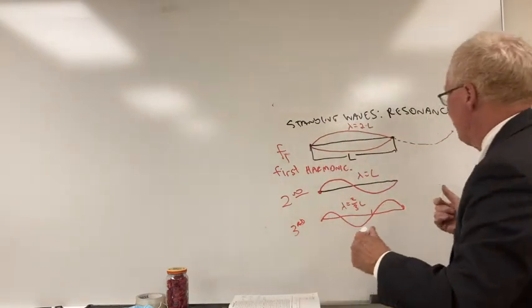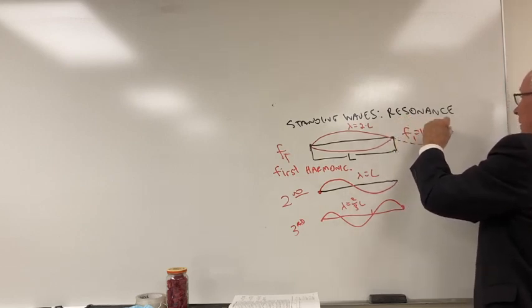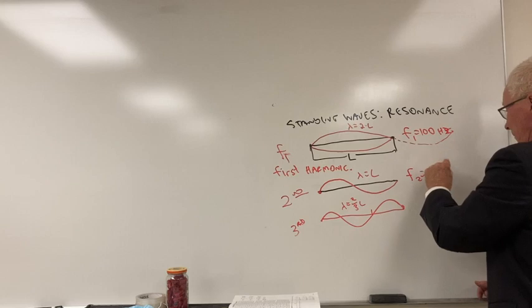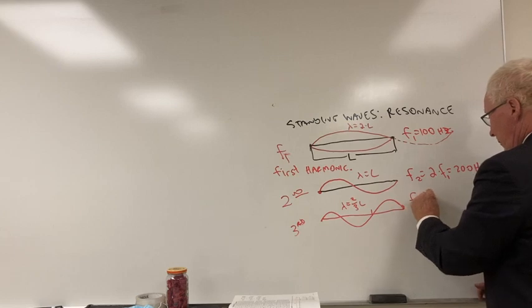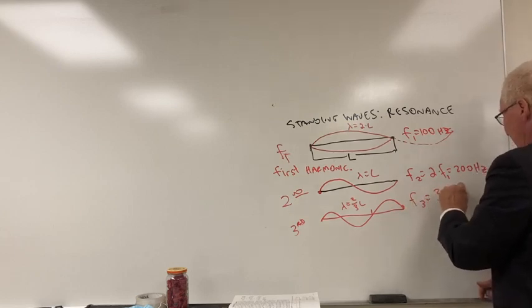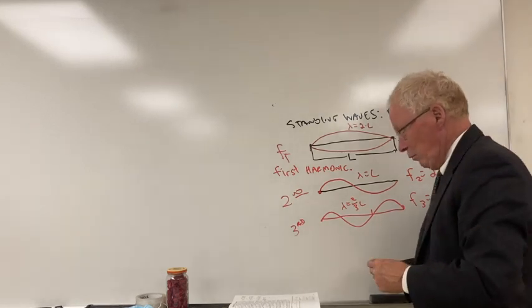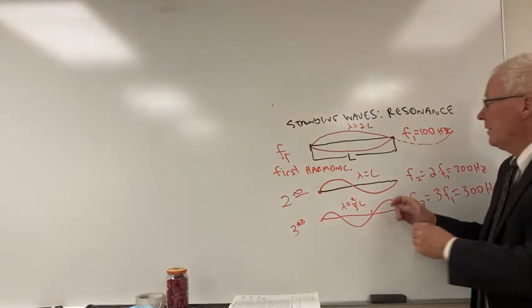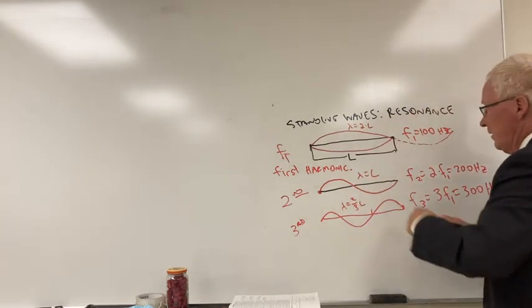Now as far as the frequency is concerned, this would be F1, say it's 100 hertz. So it's vibrating at 100 hertz. F2 will be 2 times F1, or 200 hertz. F3 would be 3 times F1, and then it'd be 300 hertz. And that's what we have there. So this is resonance on a wire, and it vibrates. We can also see the number of nodes.